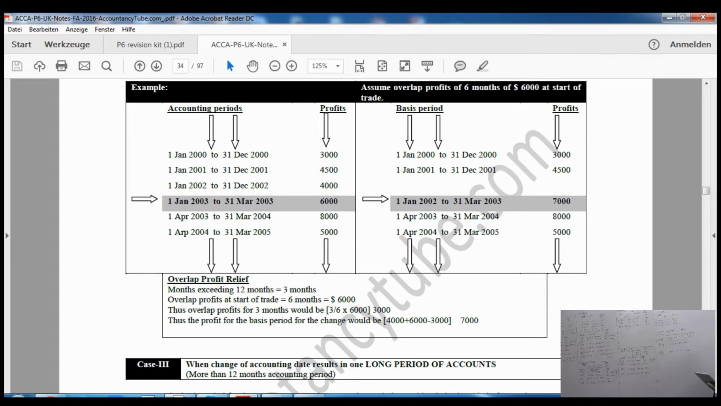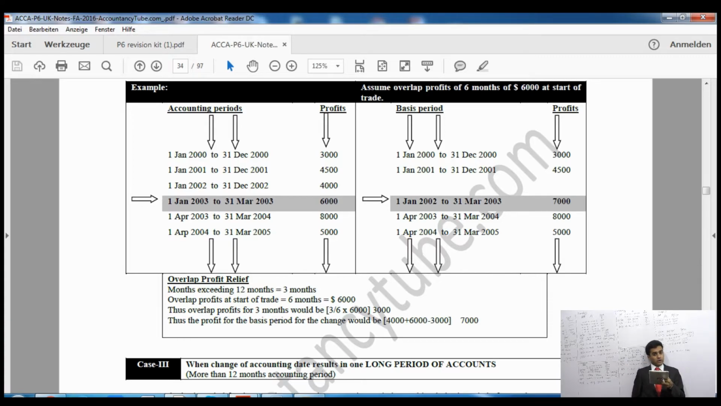Now how many months are exceeding? The months exceeding which resulted in the new accounting date are 3 months, isn't it? Because from 1st of January 2003 to 31st of March 2003, these are the months exceeding 12 months, right? Now, if you look at the overlap profit relief, it says months exceeding 12 months. So months exceeding 12 months are 3 months, isn't it? Because this basis period is 15 months long. So months exceeding over 12 months are 3 months.